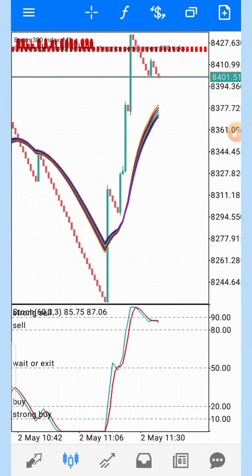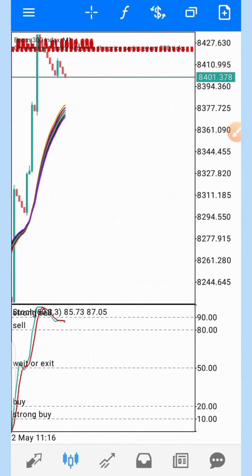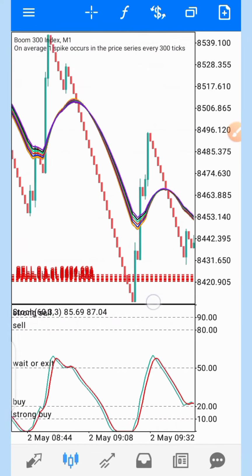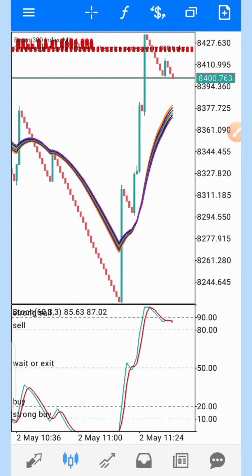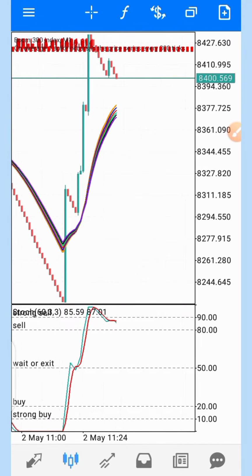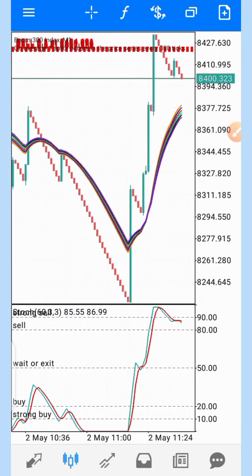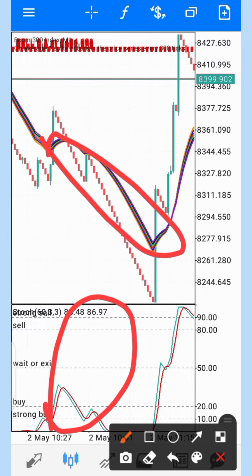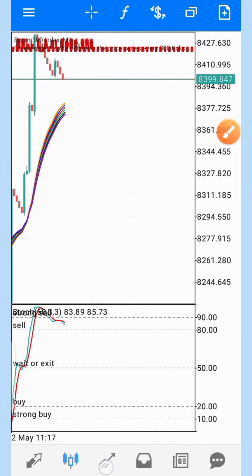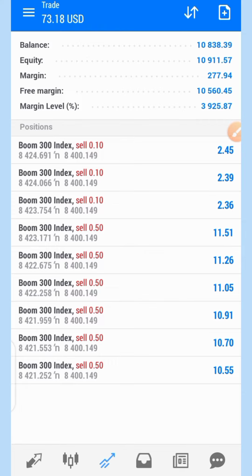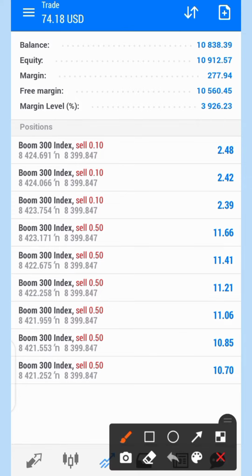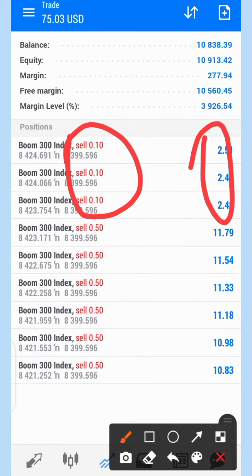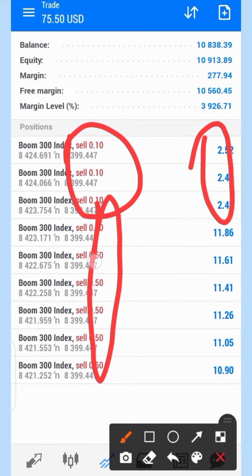Before I continue with this strategy, before I tell you what is happening here, I want you to first add these indicators to your charts so that we can start going together, so that you can be following as I'm explaining. What you can see on my screen here is the stochastic oscillator and the moving averages on the main chart. As you can see, this trade is Boom 300. The first 3 is the lowest lot size. This is the lowest lot size, and you can see what I've used to pick, and this is 0.5.